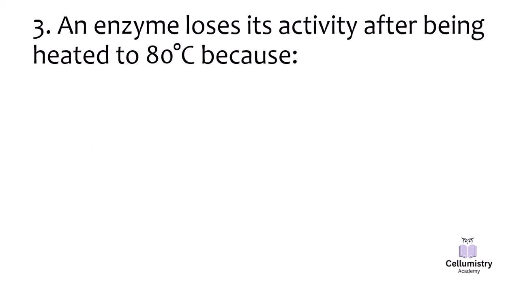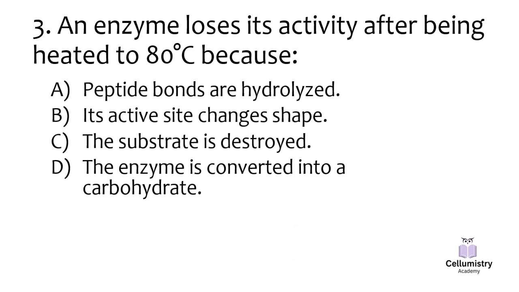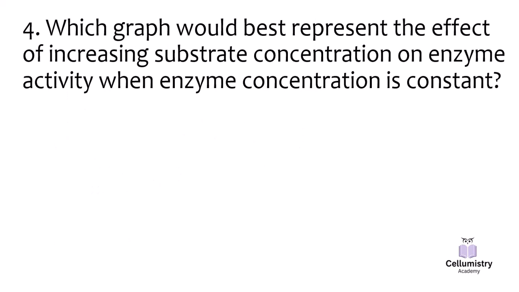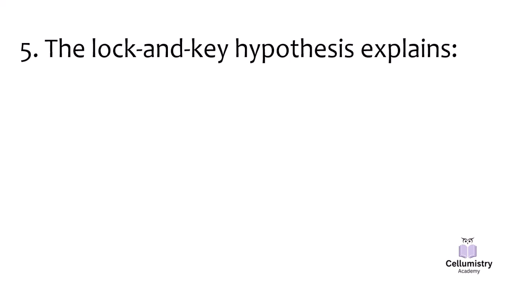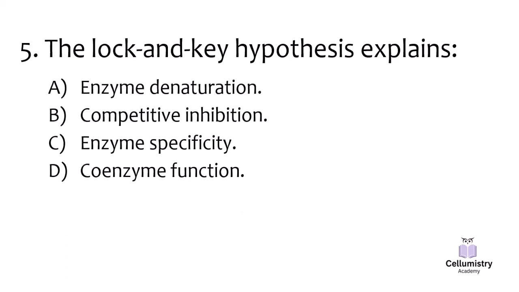An enzyme loses its activity after being heated to 80 degrees Celsius because... Answer is B. Its active site changes shape. Which group would best represent the effect of increasing substrate concentration on enzyme activity when enzyme concentration is constant? Answer is D. Curve that rises and then levels off. The lock and key hypothesis explains... Answer is C. Enzyme specificity.